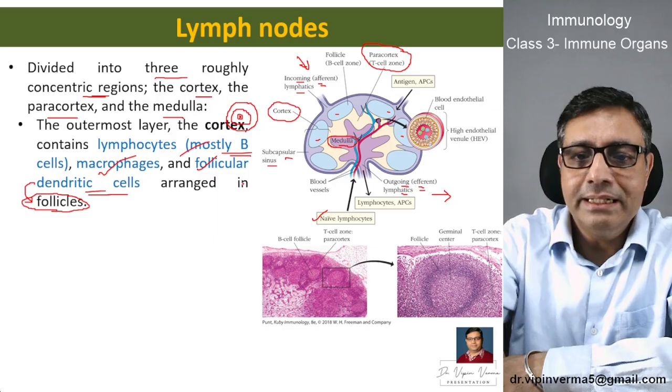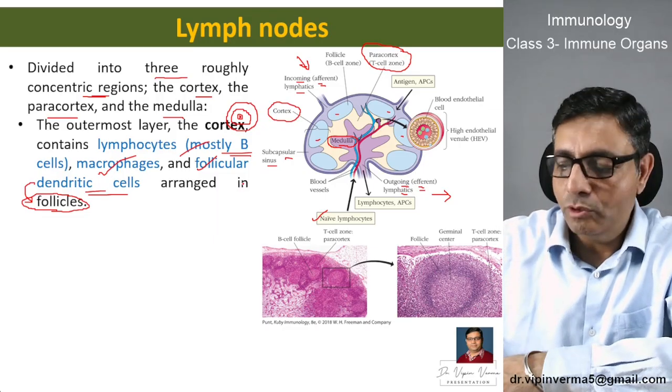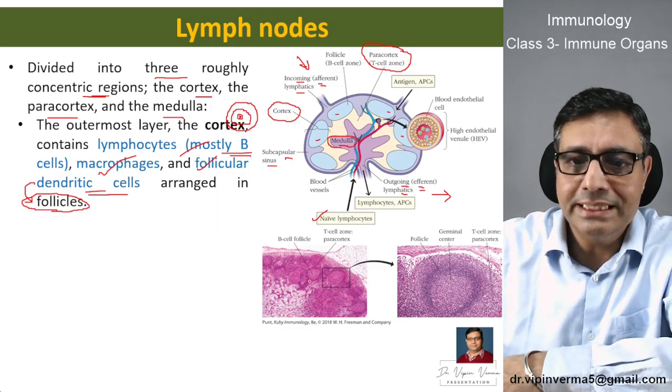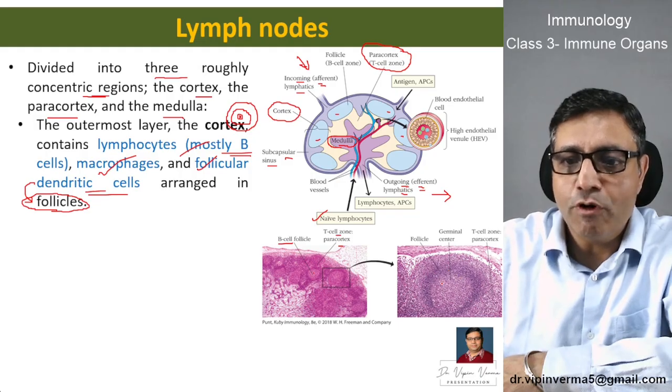Here you can see the histological diagram, basically the slide. You can see this light shaded area. This is the B cell follicle. It is surrounded by the dark shade, which is the T cell zone or the paracortex zone. This is slightly zoomed. Here you can see the follicle.